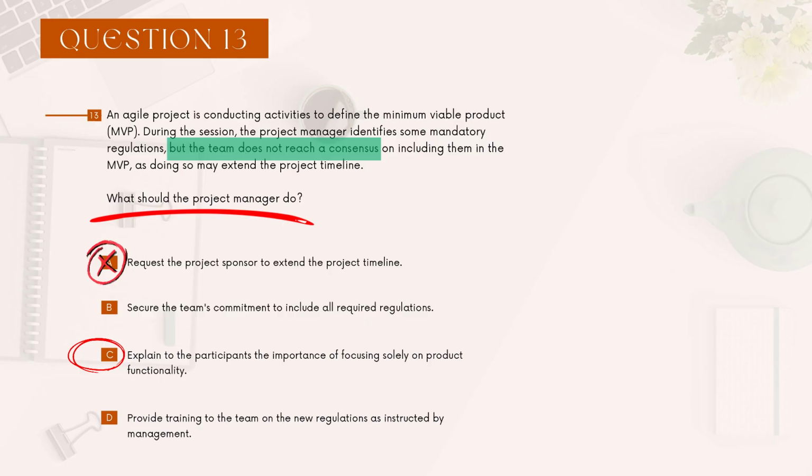Explain to the participant the importance of focusing solely on product functionality. Okay, so this doesn't solve anything. They're having a disagreement. We need to solve that. Provide training to the team on the new regulations and instructed. Okay, D and C does not solve the question. A, we don't do that. Contradicts our principle. We are left with B. B is going to be the answer. Let us move on.